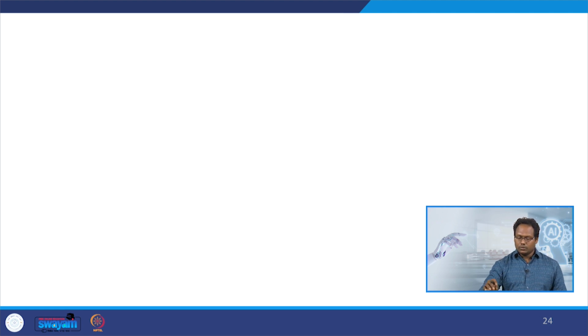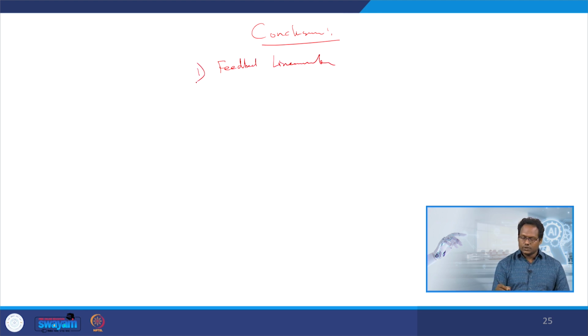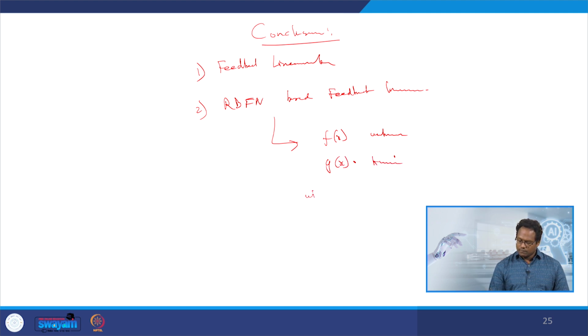With this, I come to the conclusion that in this class we have seen feedback linearization and then RBFN based feedback linearization with f of x unknown, but g of x known, with RBFN approximation error equal to 0 and not equal to 0.